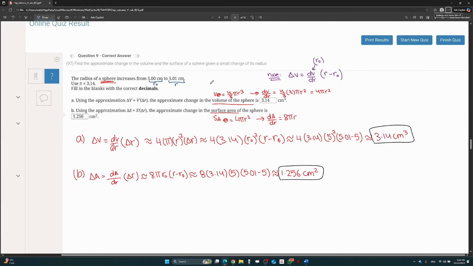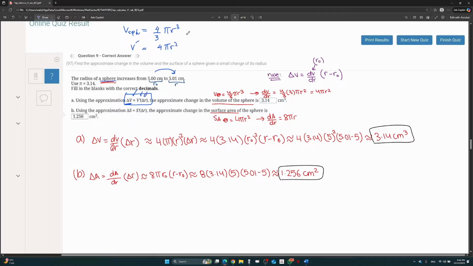The radius of a sphere increases from 5 centimeters to 5.01. They're saying find delta V using this formula. Delta V is equal to V prime delta R. So easy. What is V of a sphere? V of a sphere is equal to 4 over 3 pi r cubed. So what's V prime? Isn't it just the derivative? Exactly. So it's just going to be 4 pi r squared. So using this formula, we can find everything.